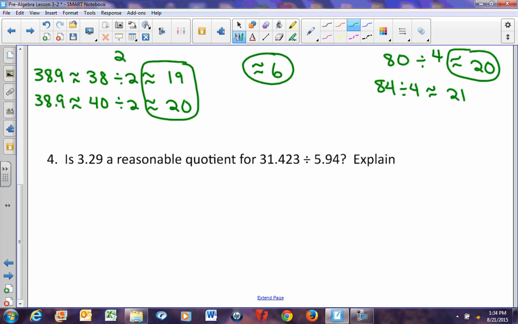Let's look at this next problem. Is 3.29 a reasonable quotient for 31.423 divided by 5.14? And explain. Well, let's think about this. I would probably round this to 6. So that means I would round this to 30. And 30 divided by 6 is approximately equal to 5. So is 3.29 a reasonable answer? Not even close. Okay, so I would say no. I would say that 5 is a much more reasonable answer.